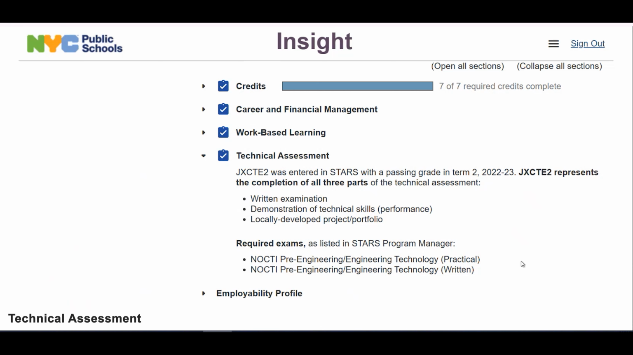In this example, we are able to see that the school entered a JXCT2, which means that the student passed all 3 parts of their technical assessment requirement on their second attempt in term 2 in the 2022 to 2023 school year.